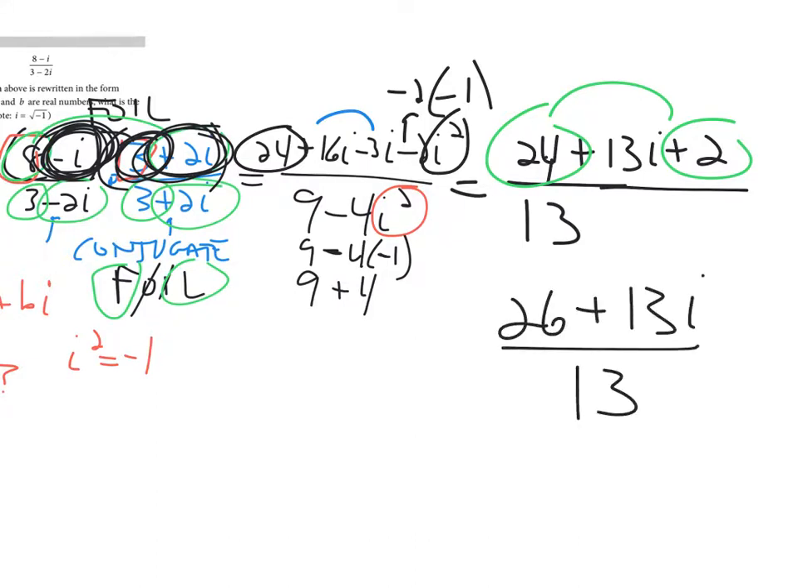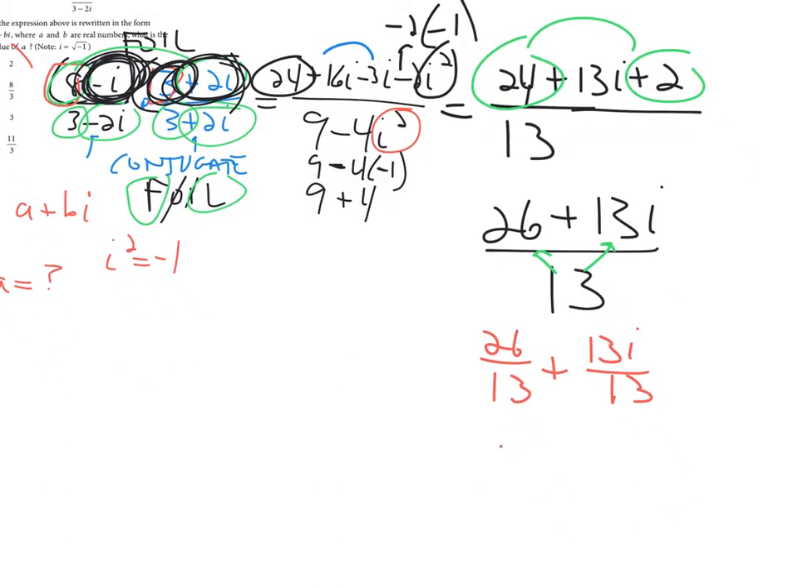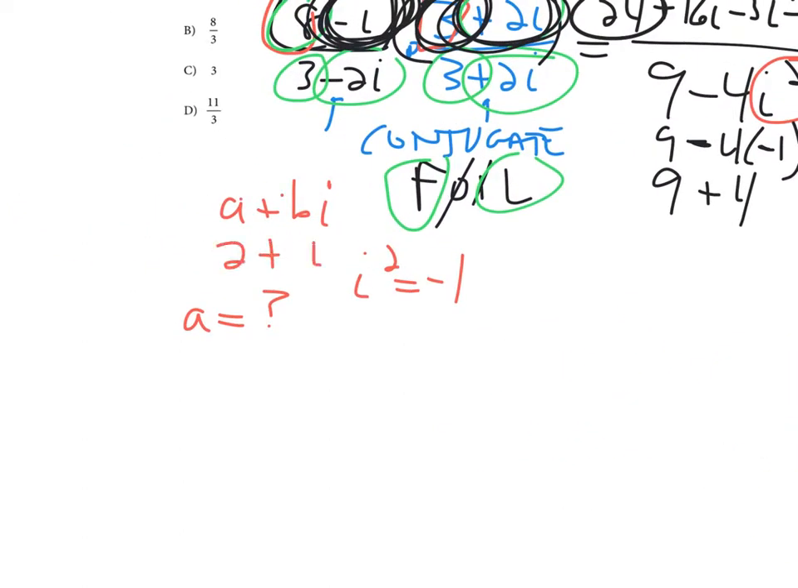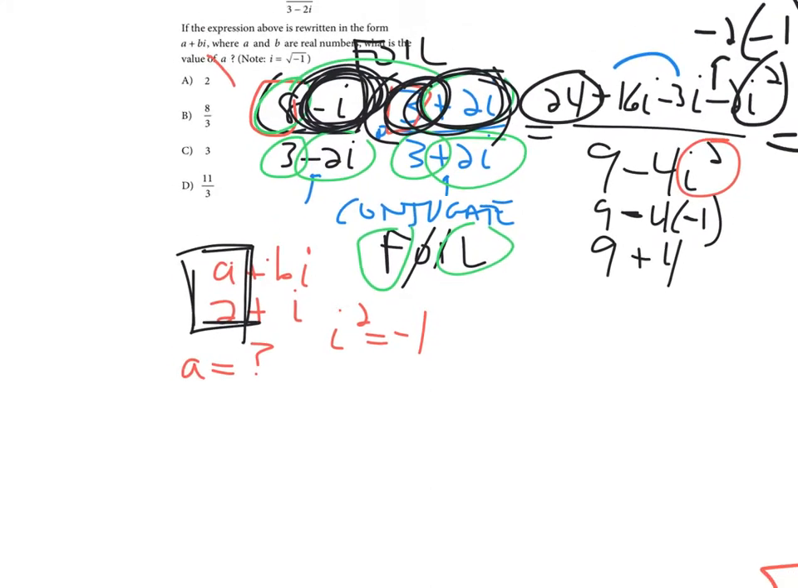And then I'll take my denominator of 13 and divide it into both parts. So it's 26 over 13 plus 13i over 13. And then 13 goes into 26 2 times, so I have 2 plus, and 13 over 13 is i. So here my answer is 2 plus i, but the question says if this is written in a plus bi form, what is the value of a? Well, in this case, a is going to be answer choice A of 2. If the question said what is b, what is the coefficient of i, here b would have been positive 1. But here my answer is letter A.